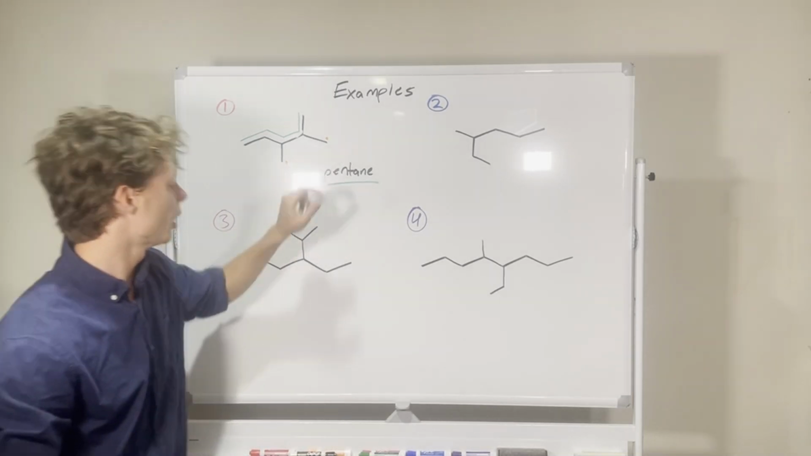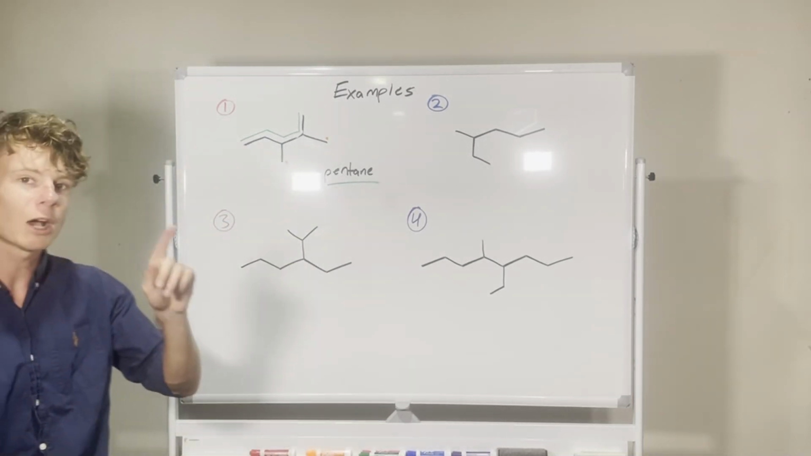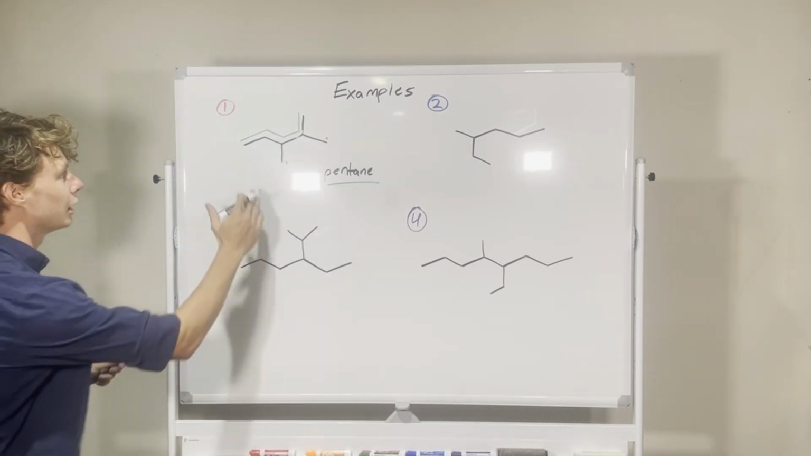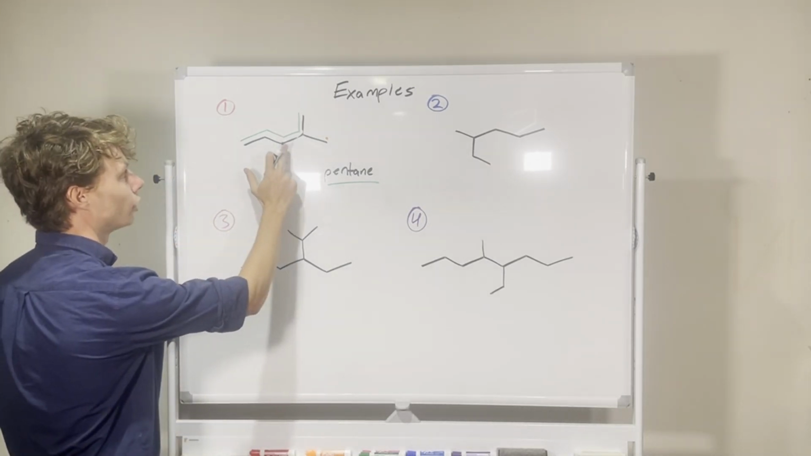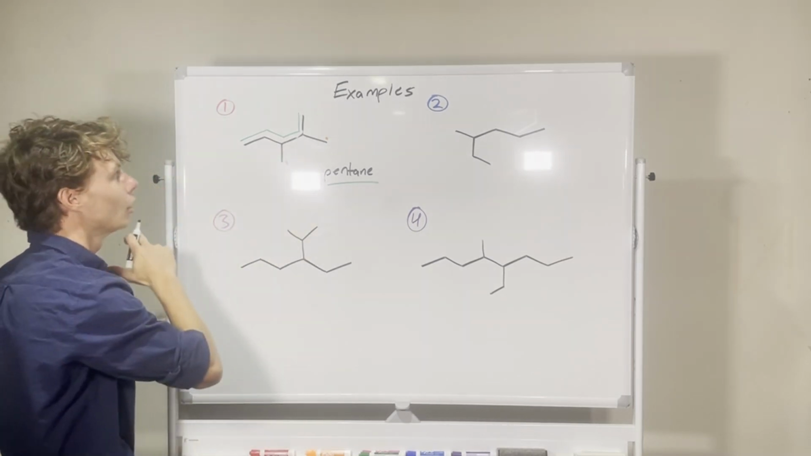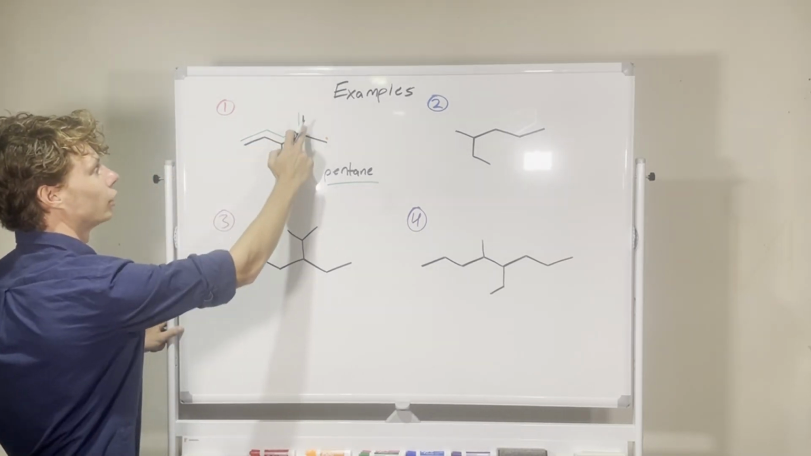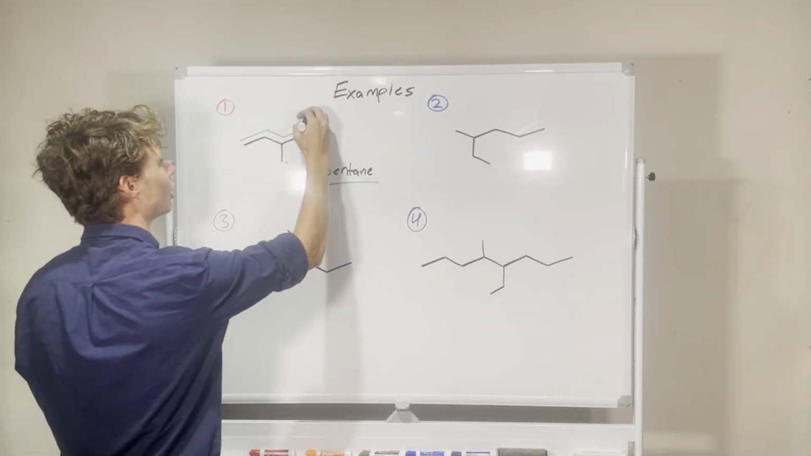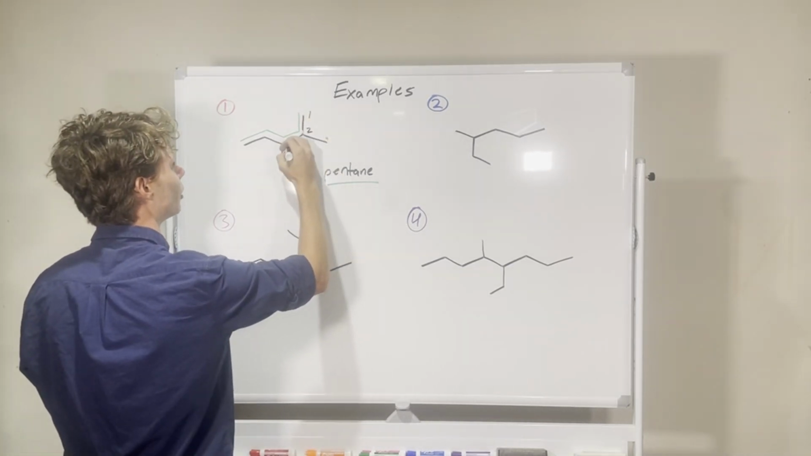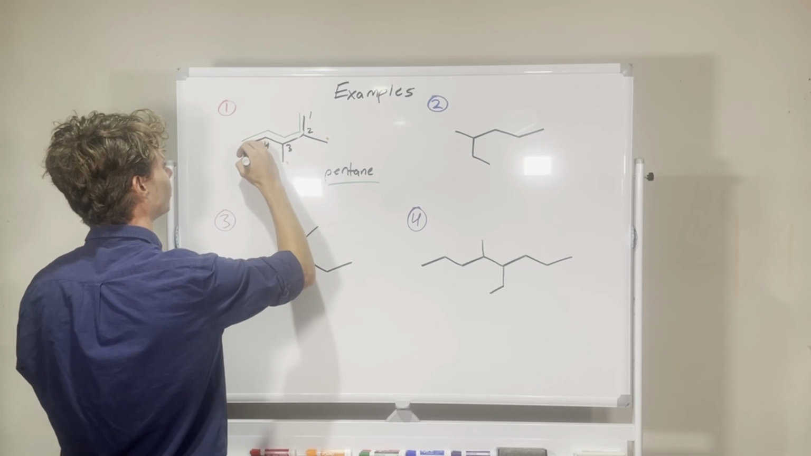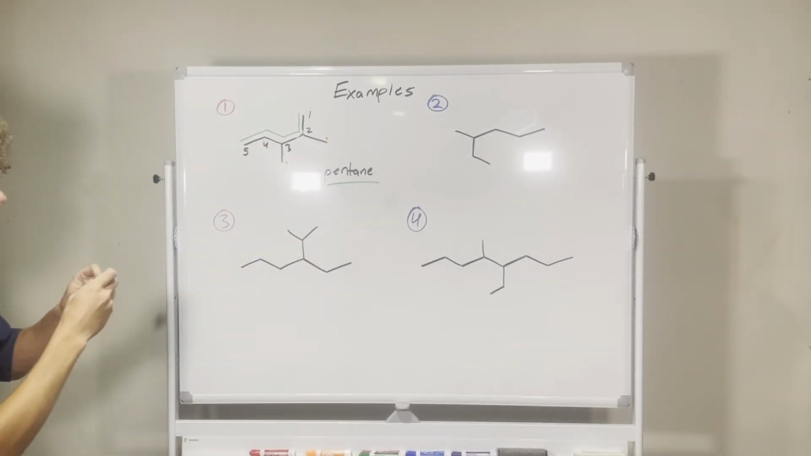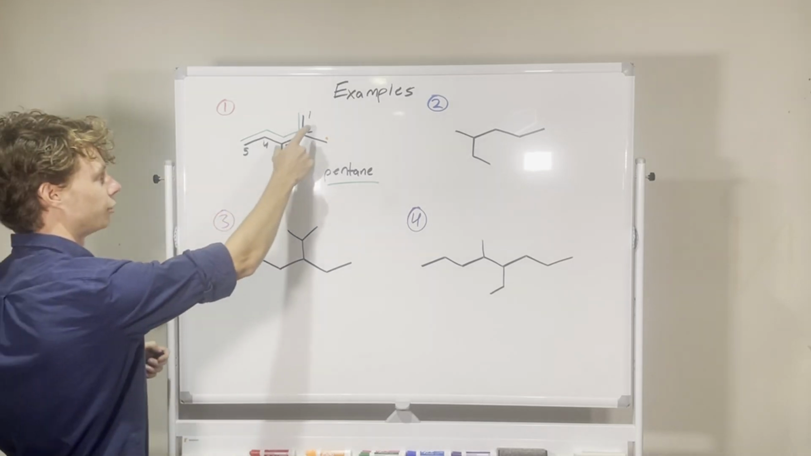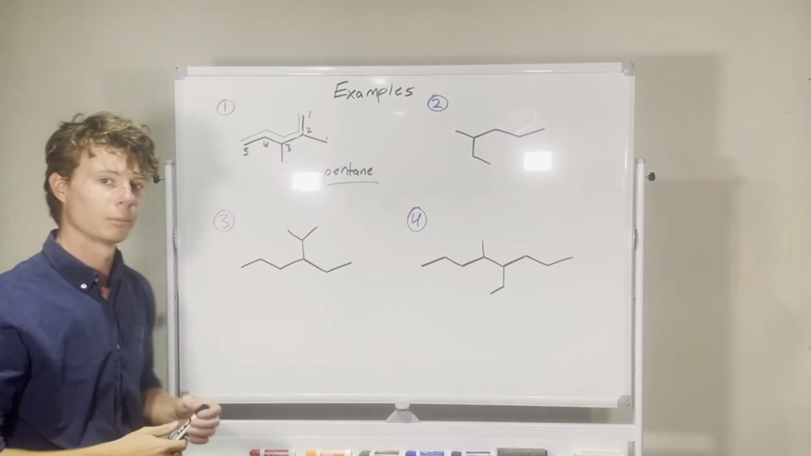I have 2 methyl groups, and let's see now what positions those methyl groups are going to be in. They can either be in positions 1, 2, 3, and 4, or they can be in positions 2 and 3. They should be positions 2 and 3 because I want to minimize the numbers that my substituents are in. I'm going to number my root from right to left so my substituents get the lowest number possible.